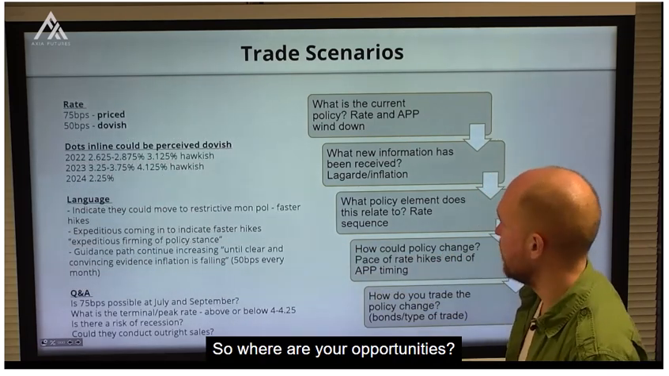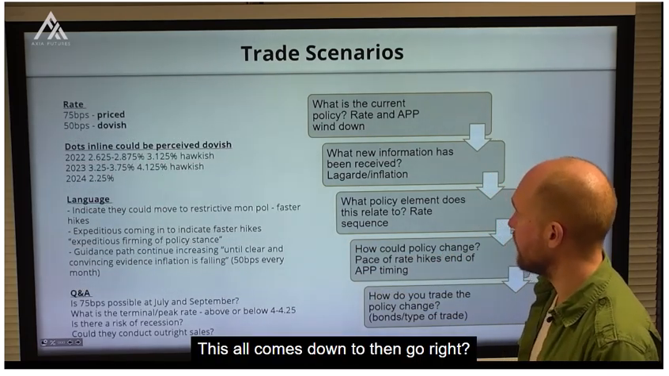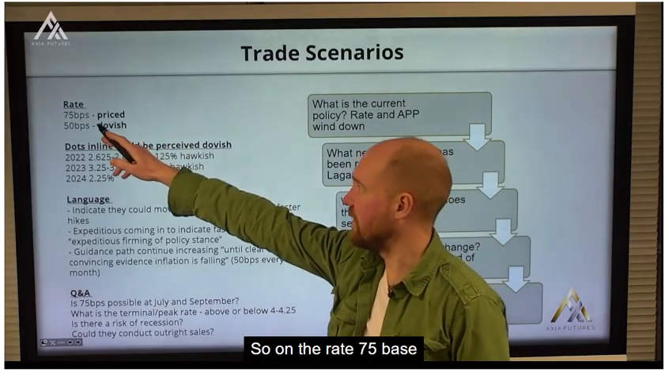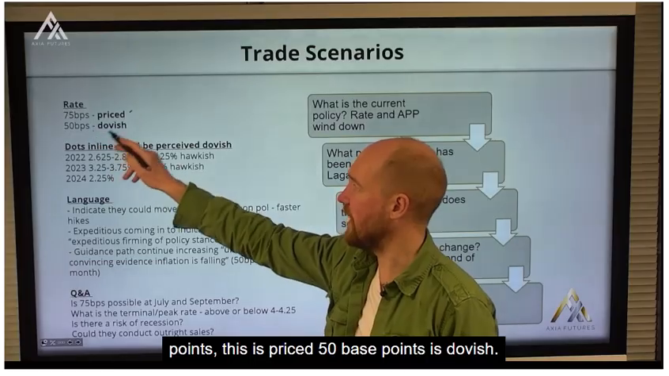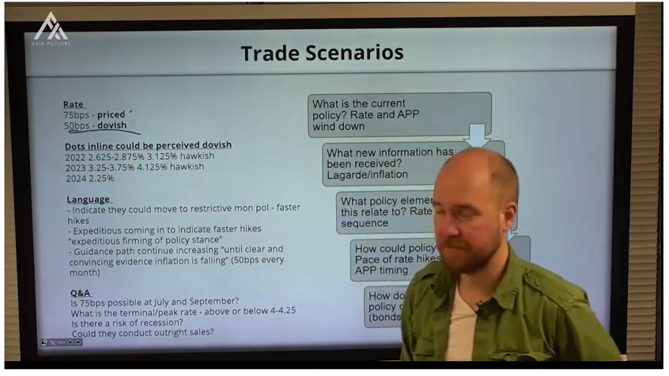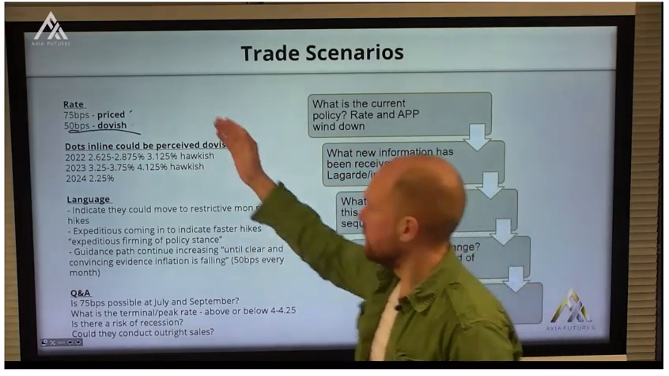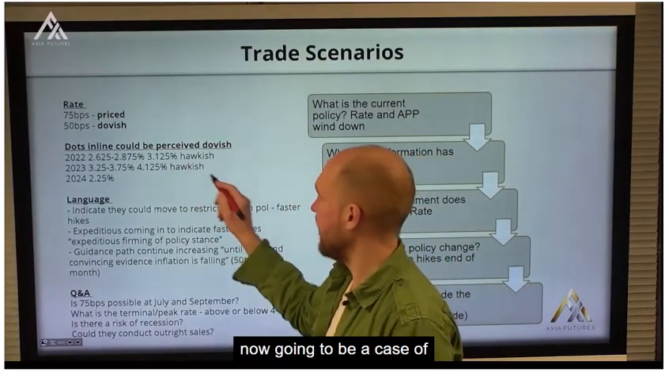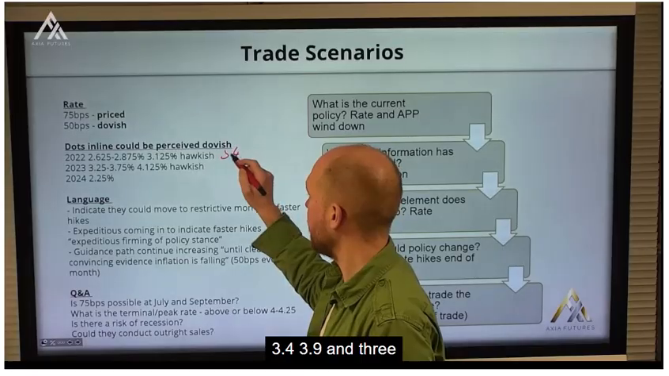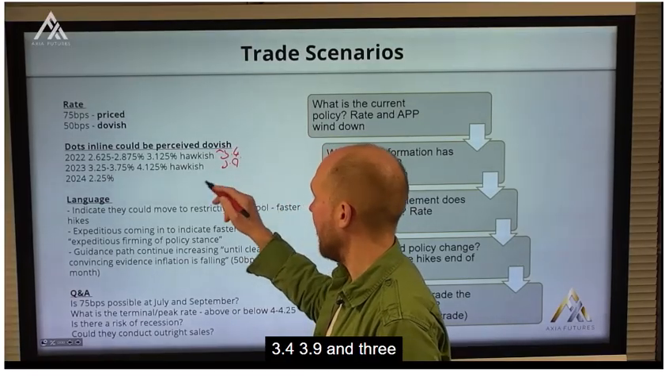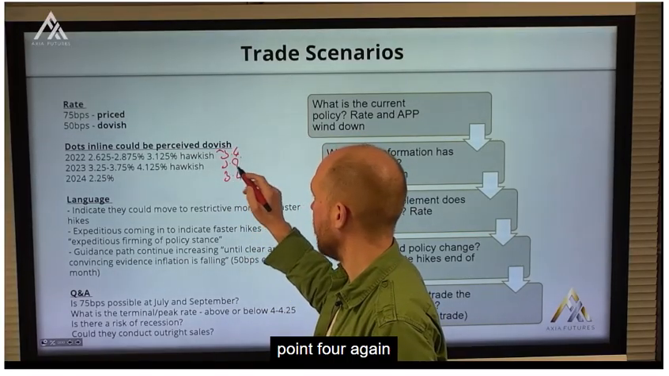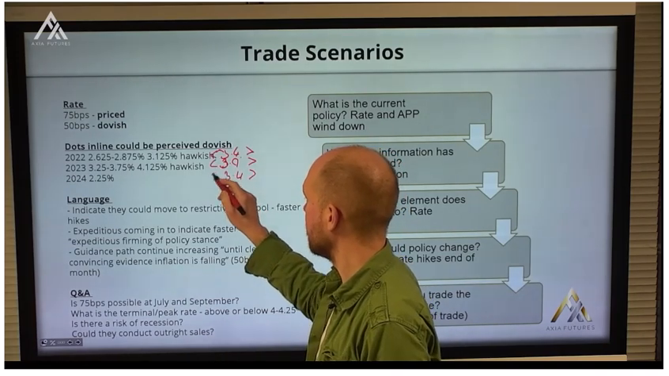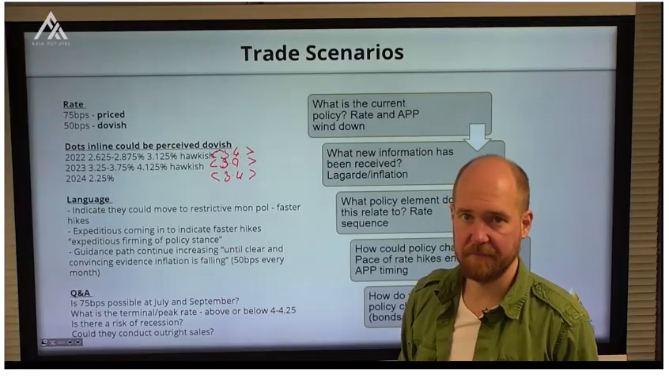So, where are your opportunities? This all comes down to going, right, what's going to happen? On the rate, 75 basis points is priced. 50 basis points is dovish. There's your trade. On the dots, they are updated, remember? So it is now going to be a case of 3.4, 3.9 and 3.4 again. And either side of that is going to be dovish or hawkish. That's the rough take there.